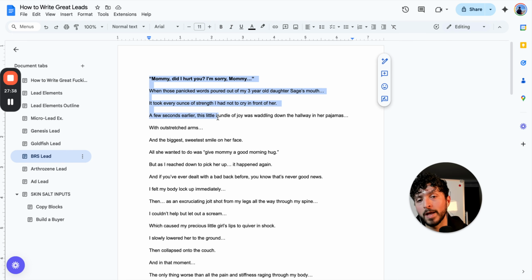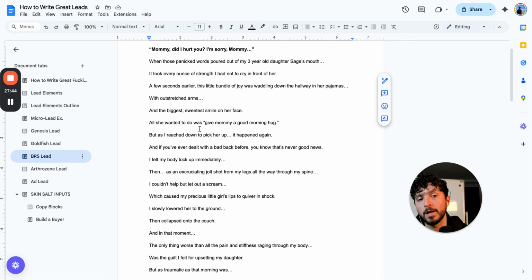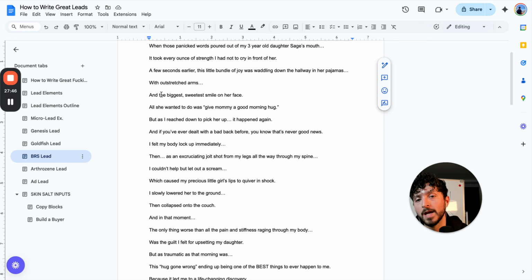I'm sorry, Mommy. When those panic words poured out of my 3-year-old daughter Sage's mouth, it took every ounce of strength I had not to cry in front of her. A few seconds earlier, this little bundle of joy was waddling down the hallway in her pajamas with outstretched arms and the biggest, sweetest smile on her face. All she wanted to do was give Mommy a good morning hug. But as I reached down to pick her up, it happened again.